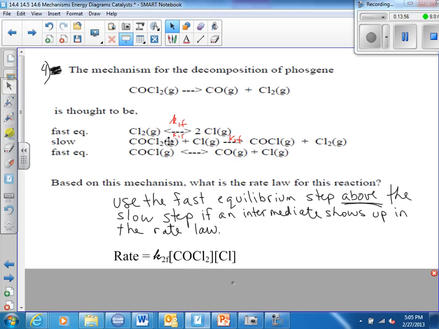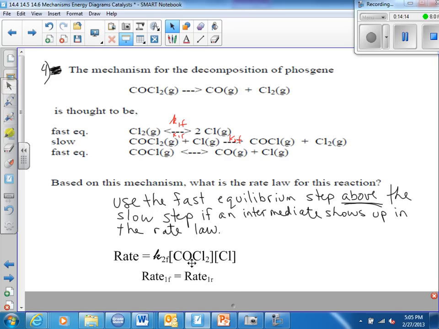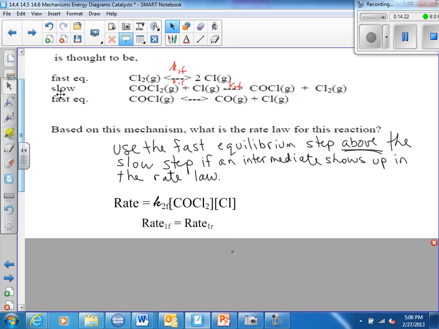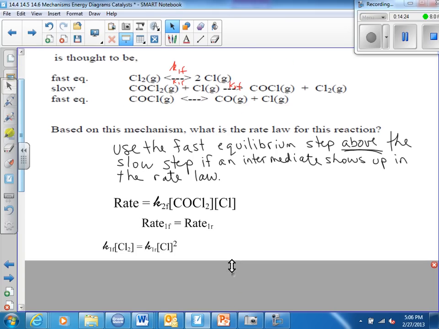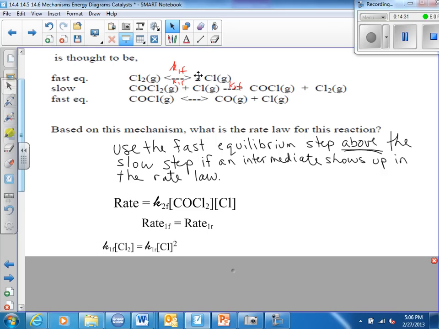Here we go. So the rate is just K2 forward. And again, these constants don't matter so much. I'm just trying to show you how it really is, and then we simplify. So it's K2F times phosgene concentration times the Cl concentration. And based on our forward rate equaling our reverse rate, because of the fast equilibrium, notice the arrows back and forth in fast equilibrium, we can write that K1 forward times Cl2 is K1 reverse times Cl squared, right there.